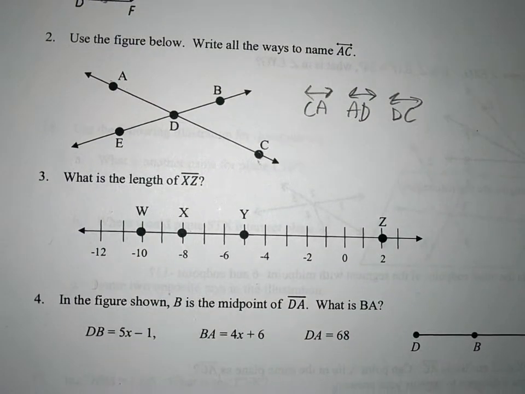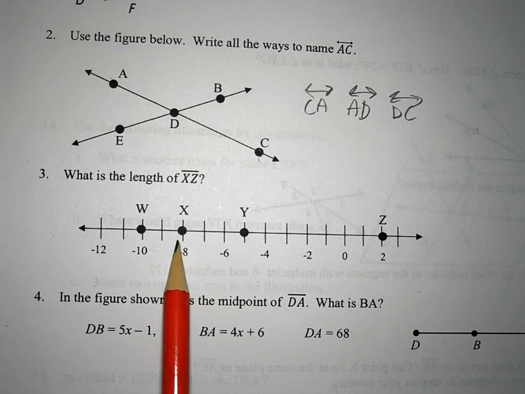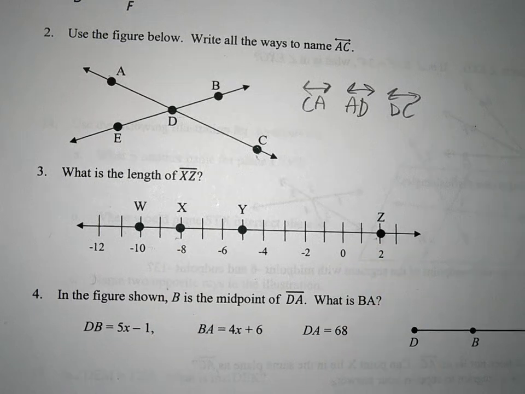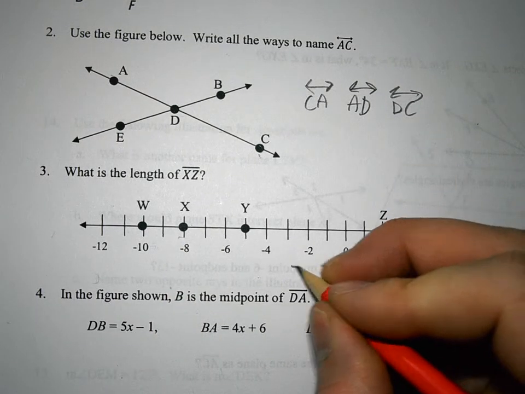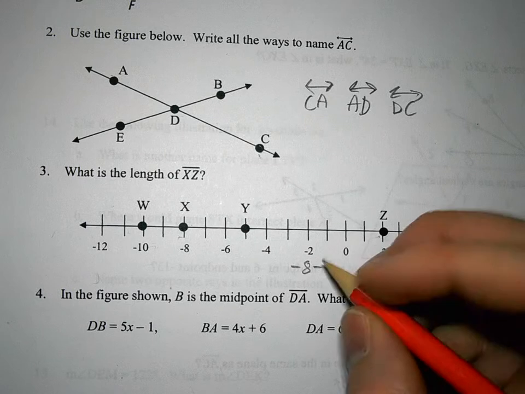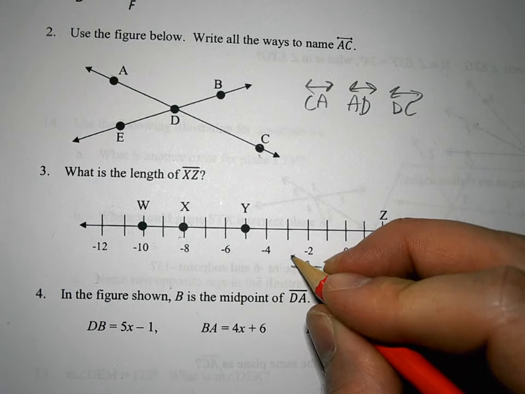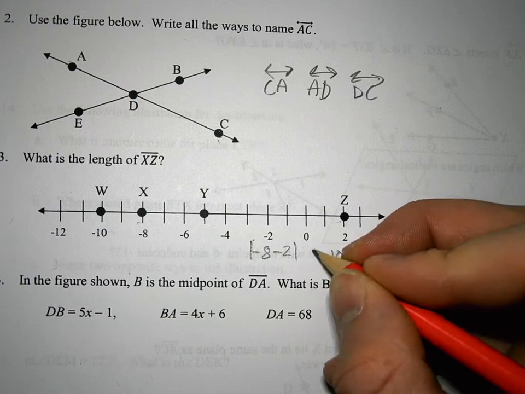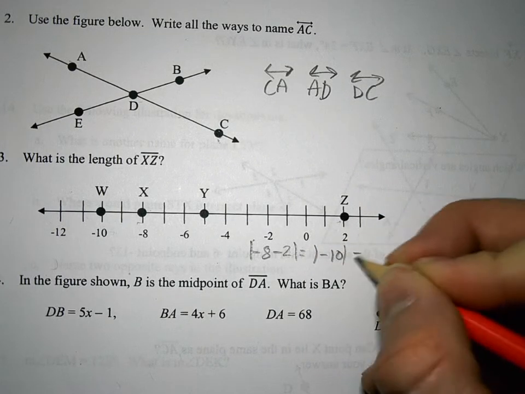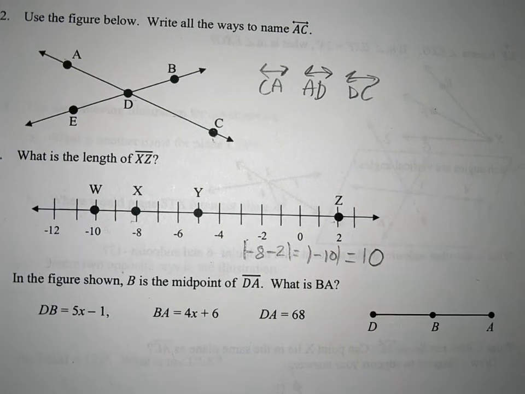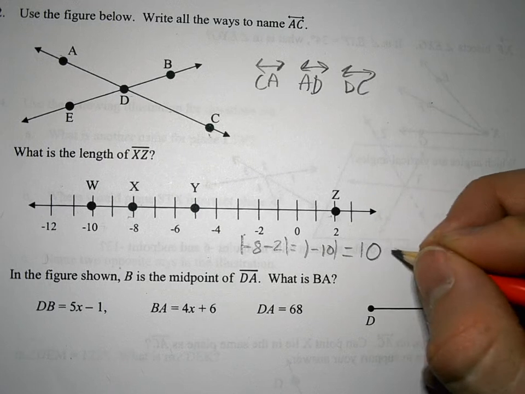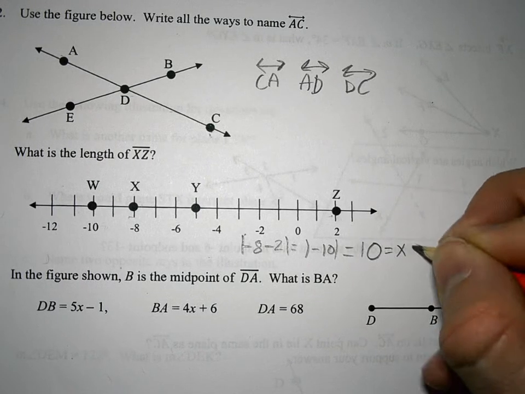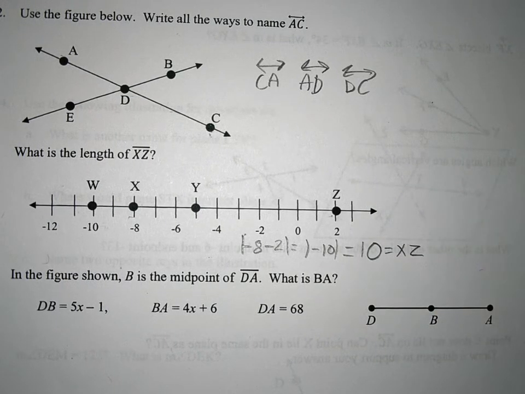Okay, what is the length of XZ? XZ. So remember, this is the absolute value. So -8 minus 2. Distance is always positive. -8 minus 2 is -10. Absolute value of -10 would be 10. So XZ is equal to 10.